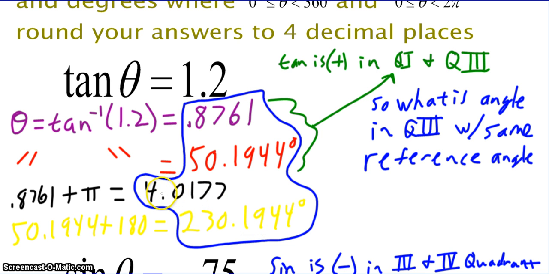So my other 2 angles are going to be 4.0177 radians and 230.1944 degrees. So remember, these 2 angles here are actually the same angle. This is just in radians and this is in degrees. Just like these 2 angles here are the same angle. This is in radians and this is in degrees.